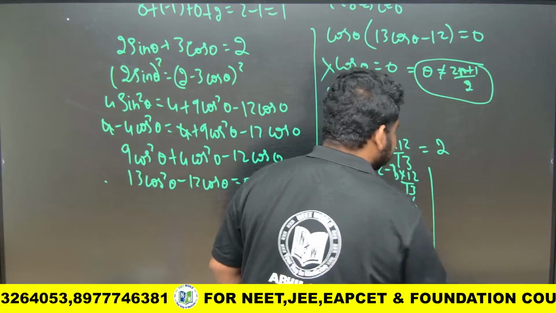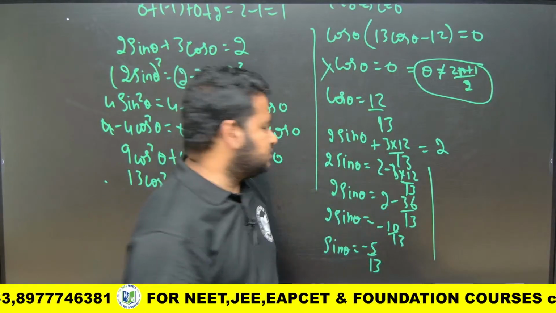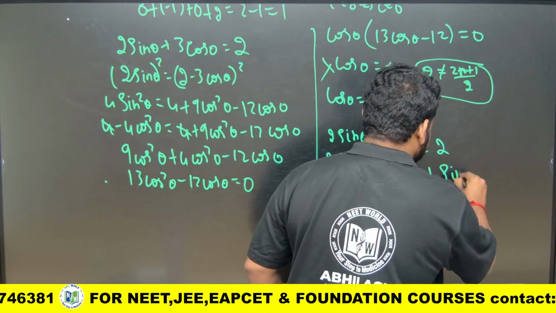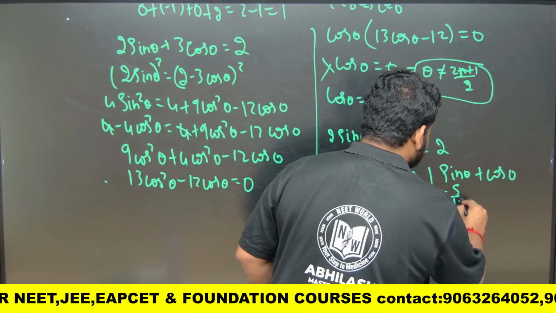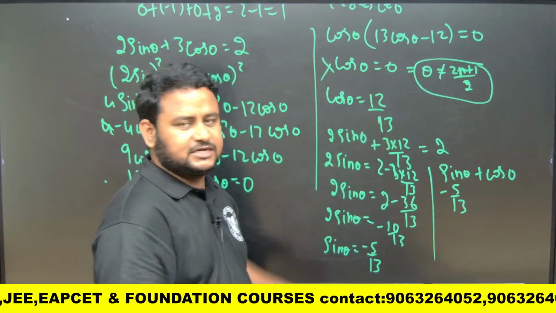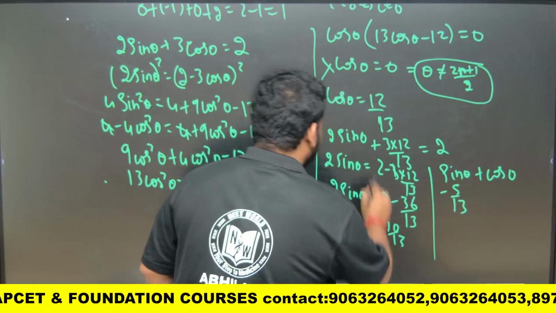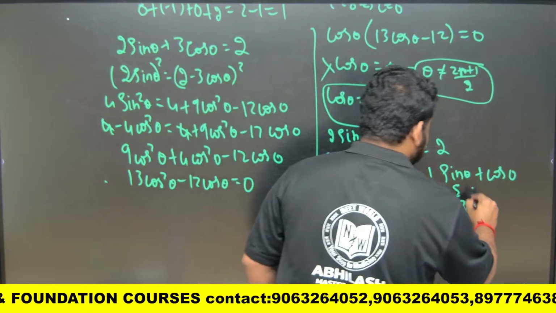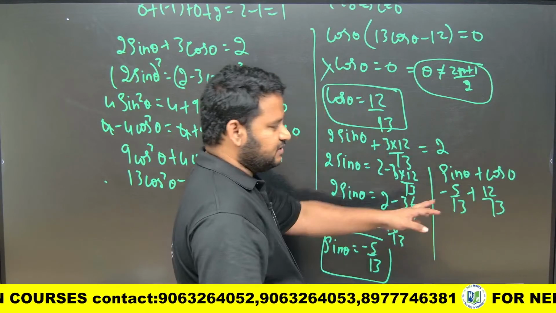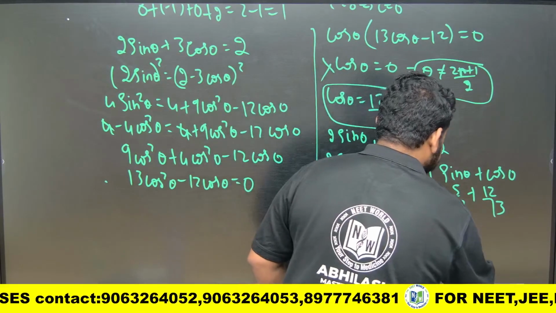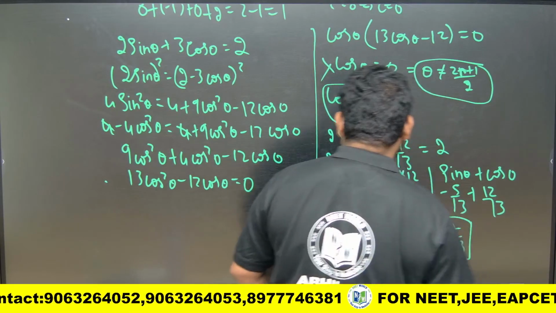But what they are asking? Sin theta plus cos theta. Sin theta is what, friends? Minus 5 by 13. What is cos theta? Cos theta value is 12 by 13. Sin theta we got it here, and cos theta we got it here. So the LCM is 13 itself. 12 minus 5 is 7. So the answer is 7 by 13. This is the perfect answer that we needed.